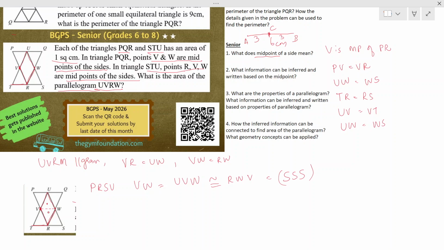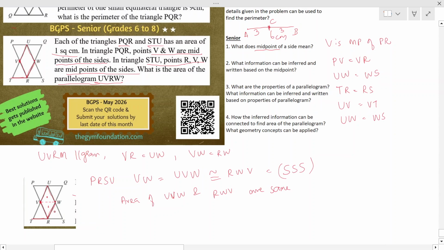Since these two triangles are the same, what does it mean with respect to area? Because we are asked to find the area of the parallelogram. Two congruent triangles have equal area. So we can say that the areas of UVW and RWV are the same, right? They both have the same area.